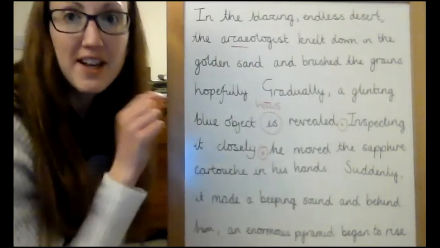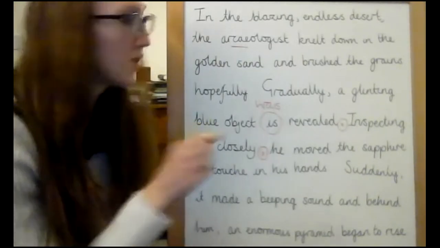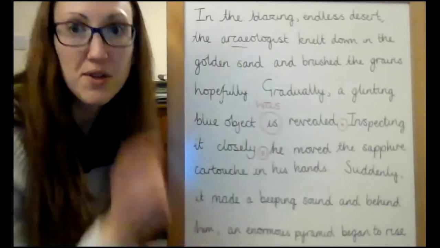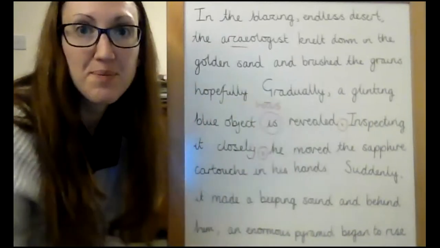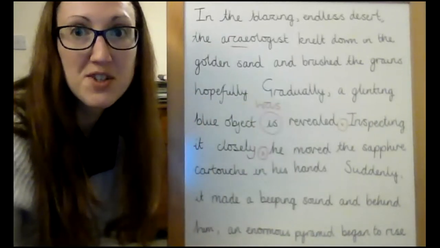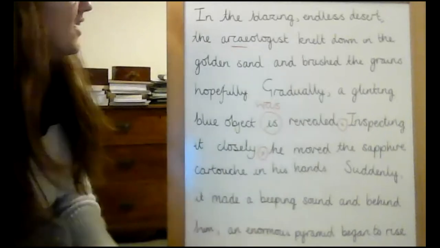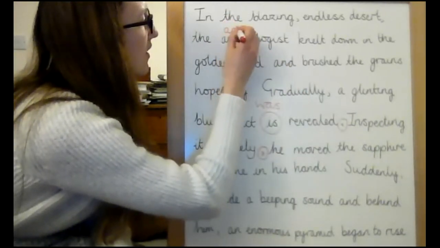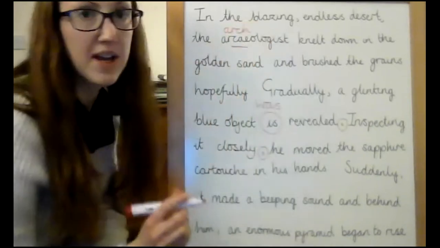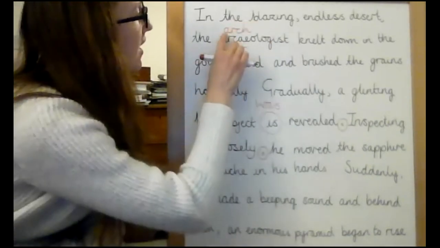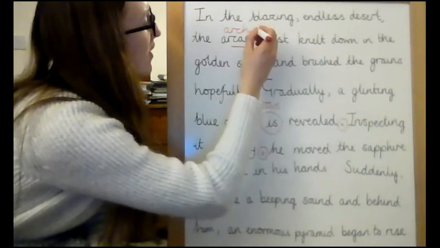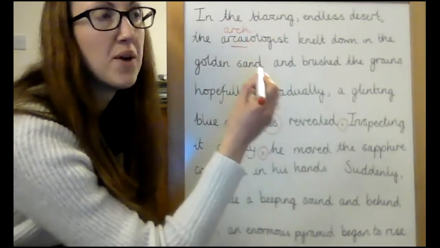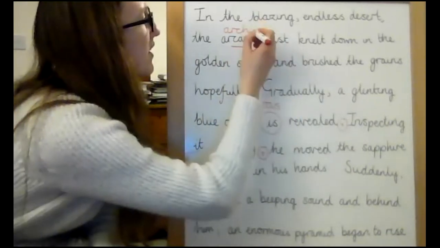Okay, I'm then going to, just like I did before with was, write above that word and write it out correctly. Really concentrating to make sure I don't misspell it again. Okay, so I'm going to break it down. So I've got arc, like an arc of a rainbow. An arc, arch, arc, A-E-O, aeologist, archaeologist.